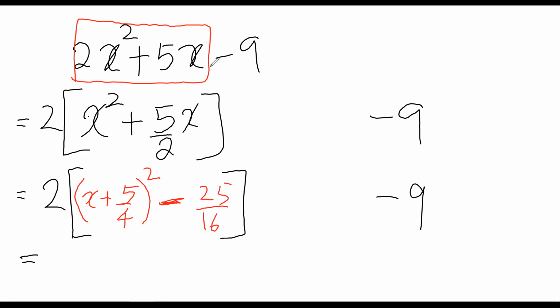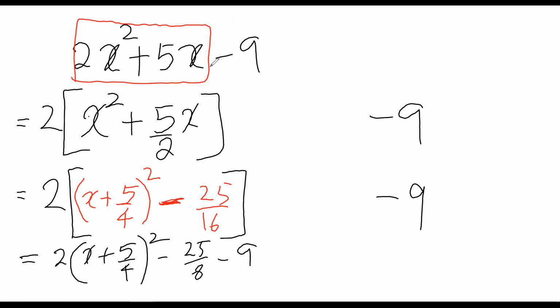I'm putting the 2 back in. So that is 2 times (x plus 5/4) squared minus 2 times 25 by 16. The 2 and 16 cancel, so I get 25/8 minus 9, and then you add these two numbers, do the simplification, and get a single number there. Hope that is clear. To add those two, you can use the calculator if you like. That's how you do it. Is that clear?